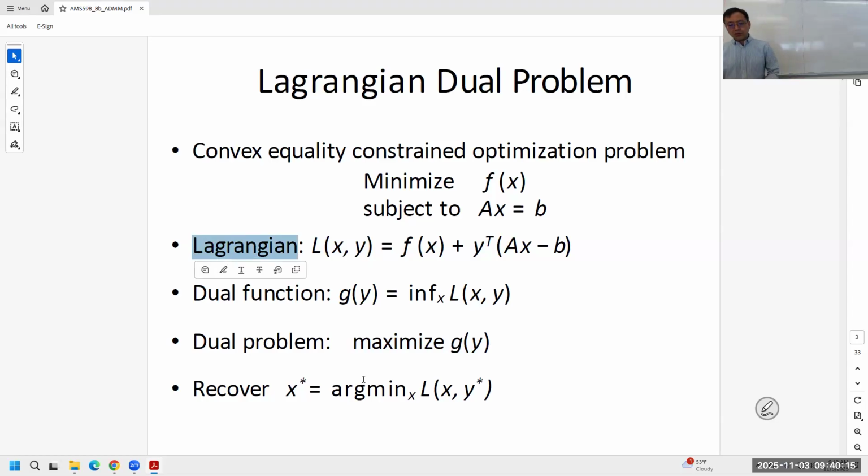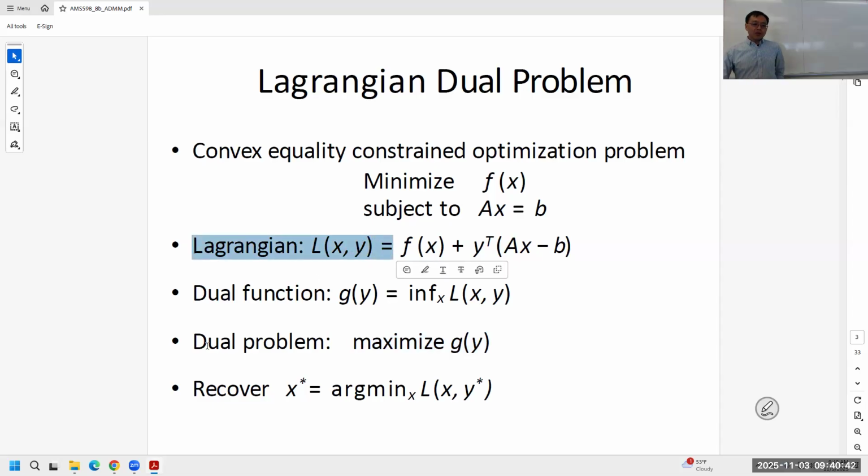And if this is true, why do I want to do that? Because sometimes the dual problem is actually easier to work with. You're particularly going to see it in the SVM, the support vector machine. You're going to see that its dual problem is much easier than the primal problem. So this is called the primal problem.